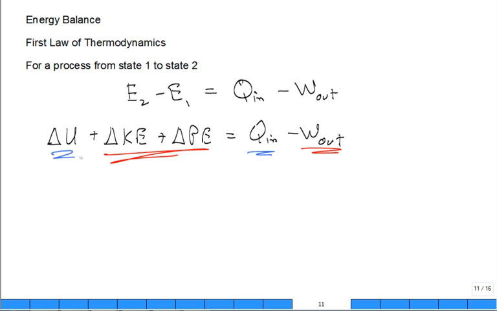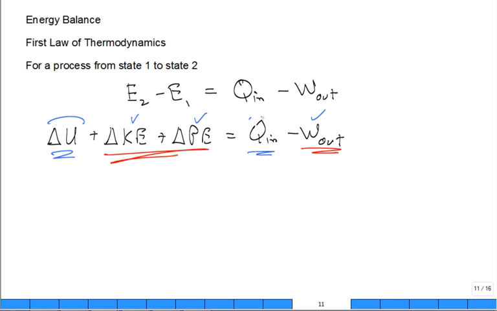So what is this term? We understand kinetic, we understand potential, we understand work. What is this change in U? It's the change in internal energy. It's associated basically with the temperature and pressure of the system. That's about it, what we could say.